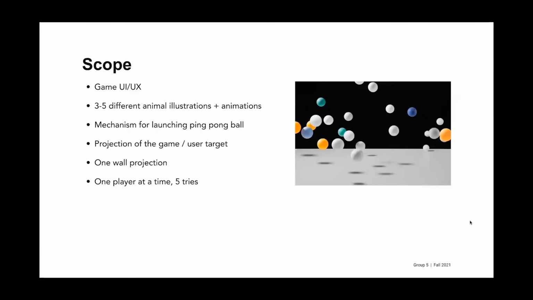So the scope is that we would be making a game, so we would need to identify game UI and UX patterns, create 3 to 5 different animal illustrations and animations, also create a mechanism for launching ping pong balls, and then have the projection of the game. We only want this to be on one wall, and then we only want this to have one player at a time for now.